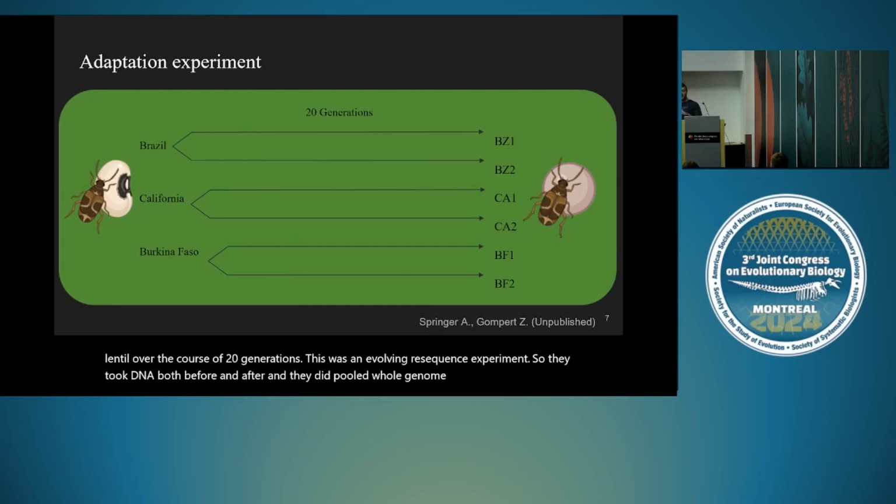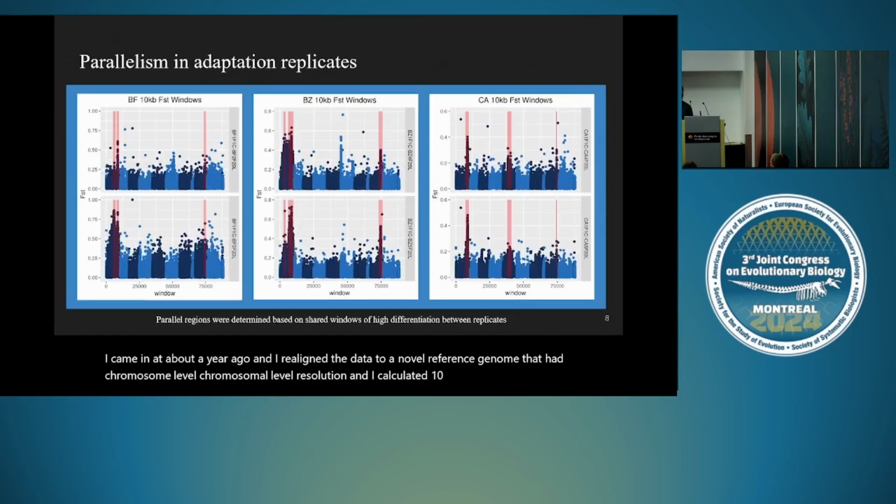I came in about a year ago, and I realigned the data to a novel reference genome that had chromosomal level resolution, and I calculated 10 kilobase FST windows. So just to break down what's going on here, we have 6 panels of FST. The columns represent replicates from the same geographic origin, and we have 3 different geographic origins. The red bars designate regions that are shared for being highly differentiated from the same geographic origins.